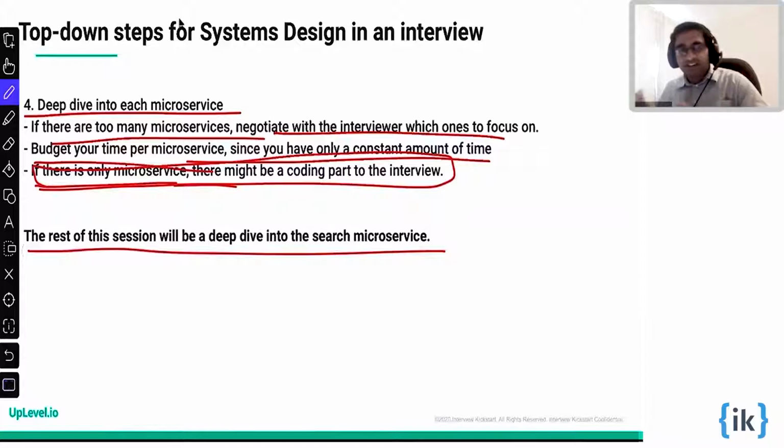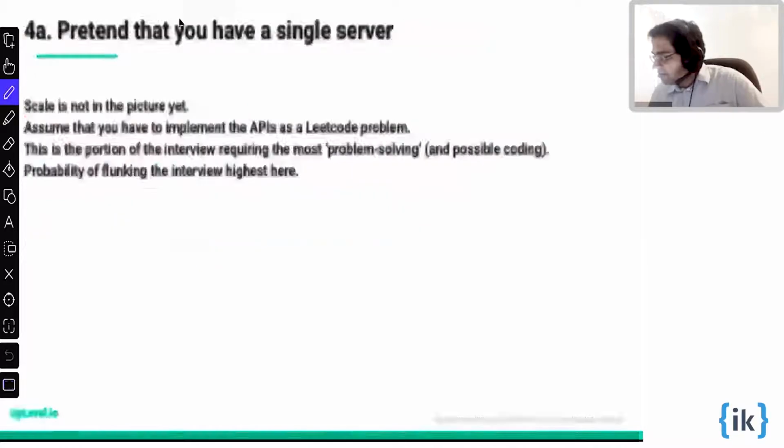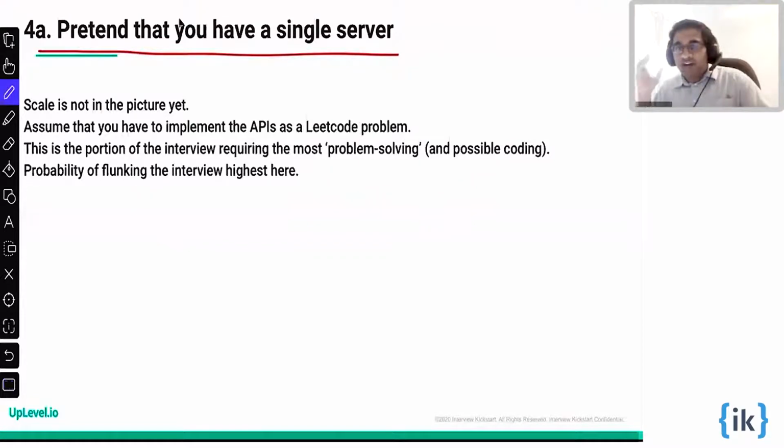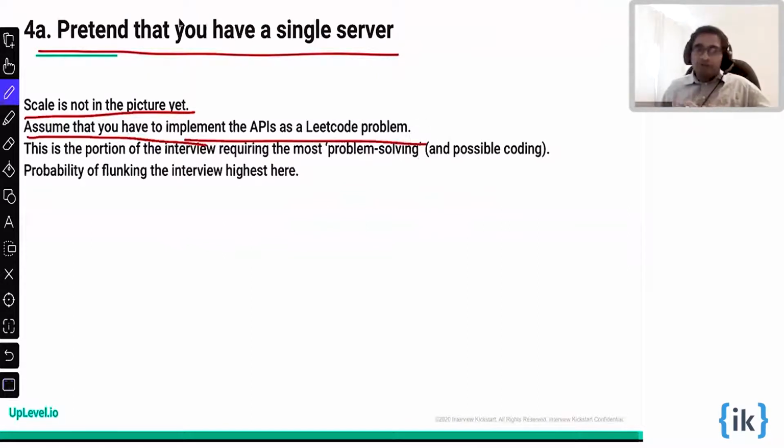So for the rest of this session, we are going to be doing a deep dive into the search microservice. Now, how do we do a deep dive? How do we implement any online service or microservice from scratch? Well, if you find yourself completely clueless, think of what you would do if you had been given this problem and asked to implement a solution on a single server. So just completely ignore scale for a moment, or for some minutes, and assume that you were given the APIs as a LeetCode problem. When I say APIs, I mean the functional requirements that you were given.